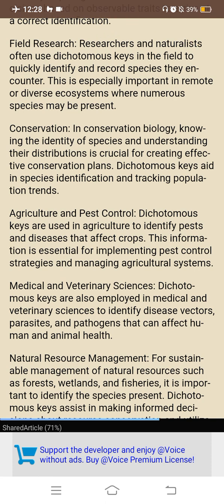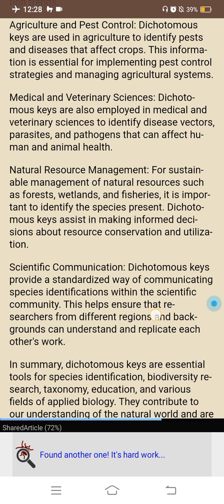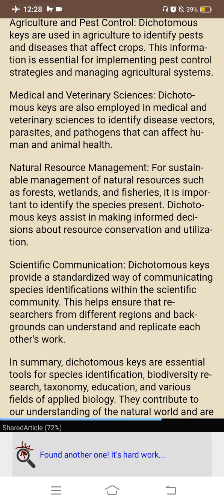Then agriculture and pest control. Dichotomous keys are used in agriculture to identify pests and diseases that affect crops. This information is essential for implementing pest control strategies and managing agricultural systems. So medical and veterinary science, dichotomous keys are also important in medical and veterinary sciences.